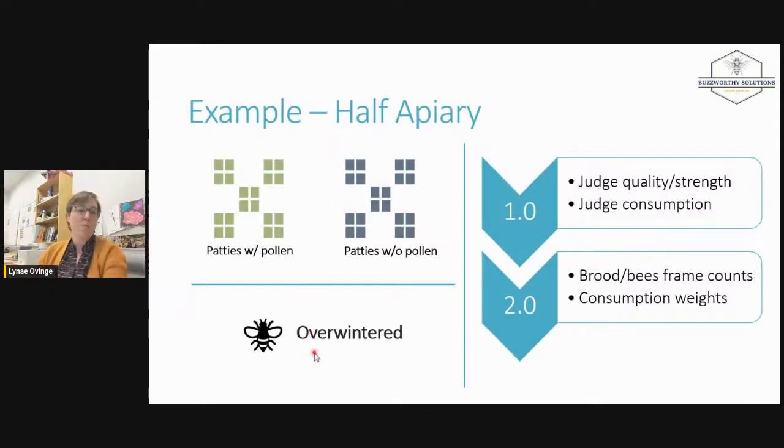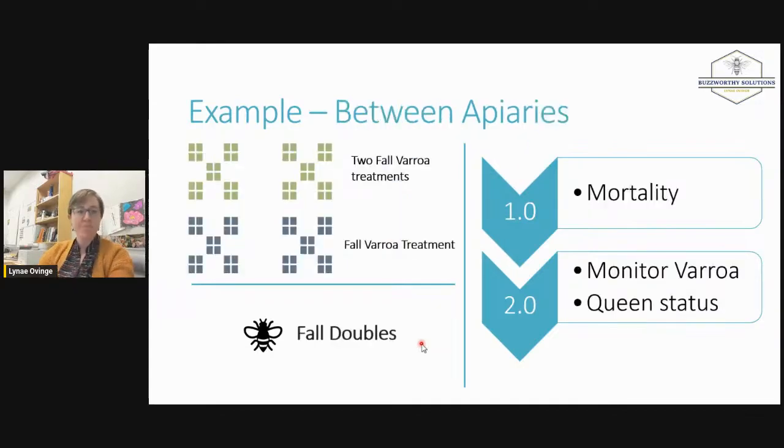We're going to try this on some overwintered hives, whether that's singles, doubles, doesn't matter much. Our number one is just going to be judging the difference, using your beekeeper judgment to look at the quality and strength between each half of the yard. And then also, you can just look at which patties they ate better. And then, if you want to get more complicated, you can actually do some bees and brood frame counts. And also you can weigh the patties and see which ones weigh more. Okay.